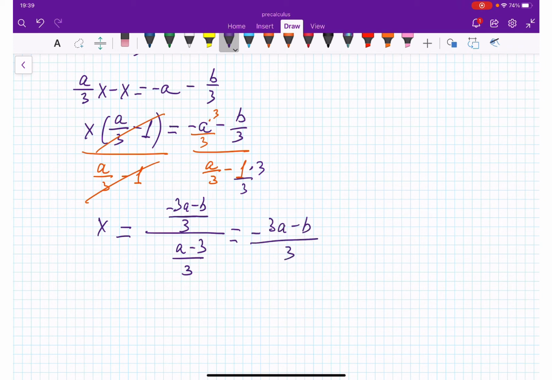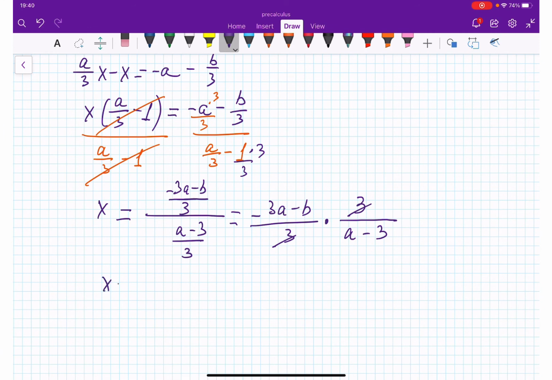So when you divide a fraction, we flip that fraction, right? And do multiplication. Here we go. We flip that fraction, a minus 3. So 3 and 3 gone. And we have left x is equal negative 3a minus b divided over a minus 3. Now, since we have two negatives in numerator, this is what I can do.